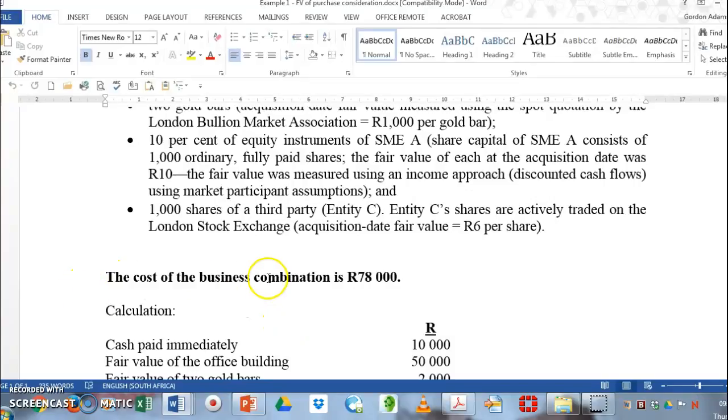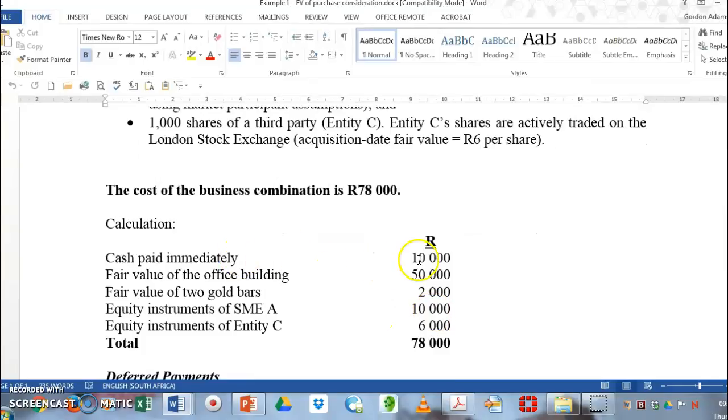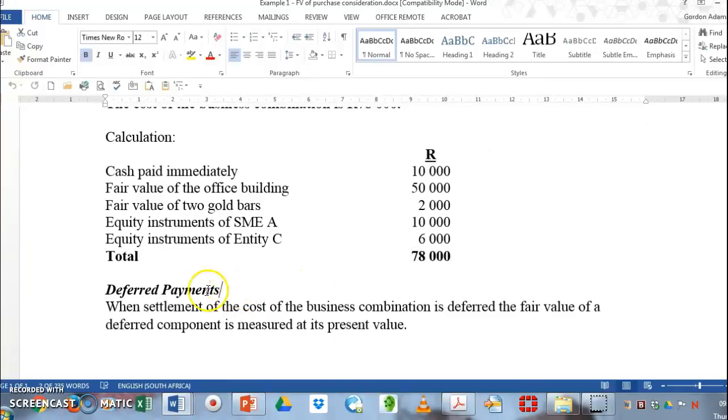So let's look at the cost of the business combination in total. So we have the 10,000 Rand immediately paid. We have the fair value of the building given up, 50,000. We have the fair value of the 2 bars given up, 2,000. We have the equity instruments of SMEA given up, 10,000. And we have the equity instruments of entity C given up, 6,000, which equates to a total fair value of the consideration paid for the business acquisition of 78,000 Rand.